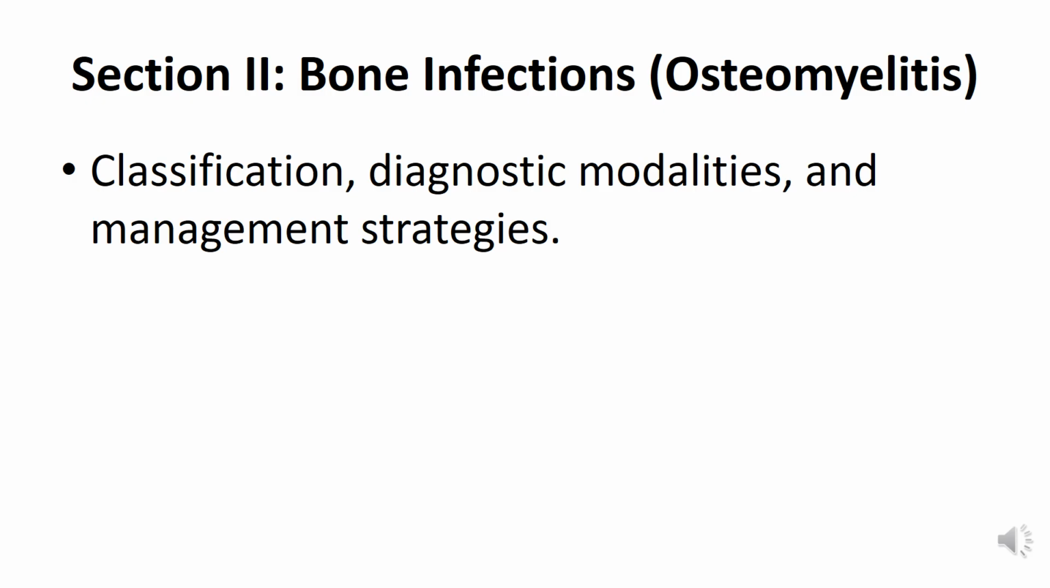Osteomyelitis can also be classified according to duration. Acute osteomyelitis develops over days to weeks and may present with fever, localized pain, swelling, and tenderness. Chronic osteomyelitis evolves over months and is often characterized by recurrent drainage, persistent pain, and areas of dead bone known as sequestra. Diagnosing osteomyelitis requires combining clinical suspicion with appropriate investigations.